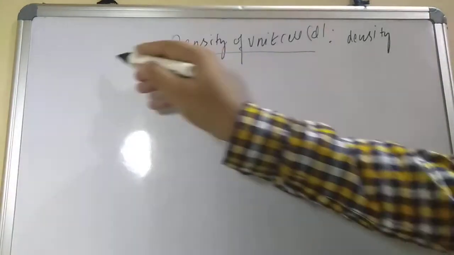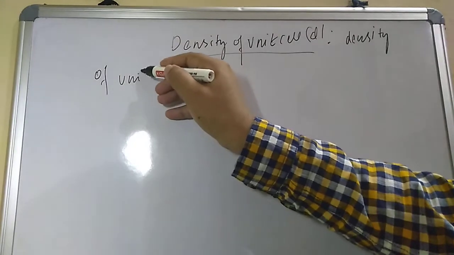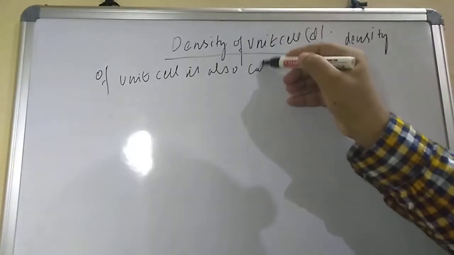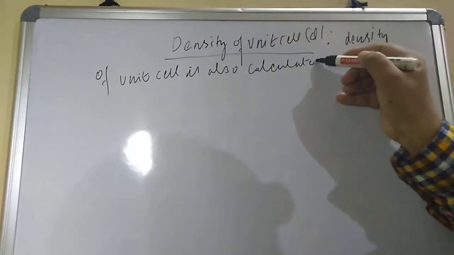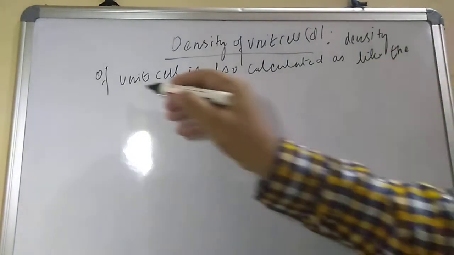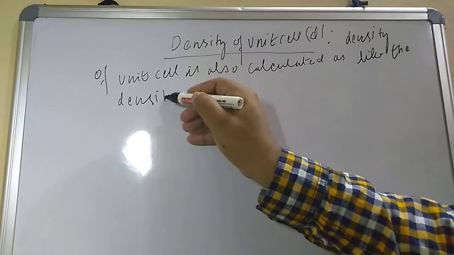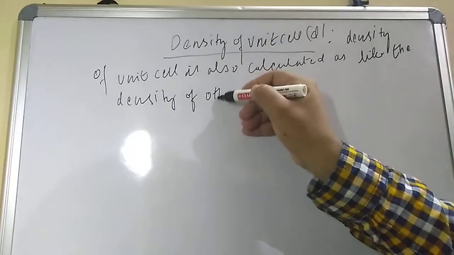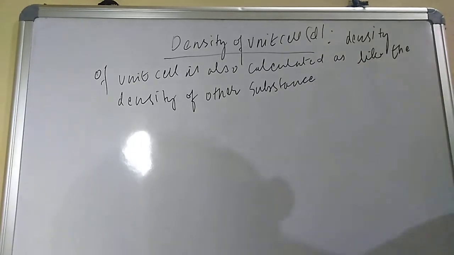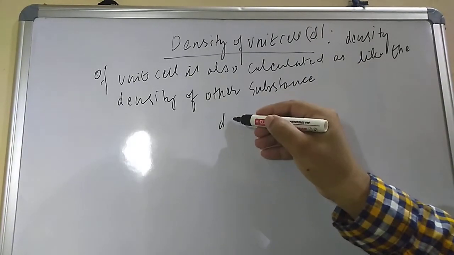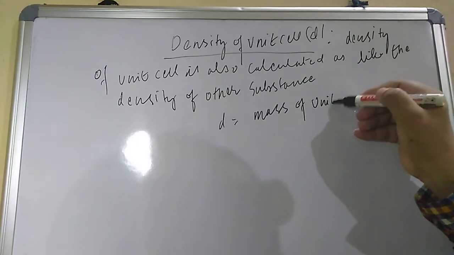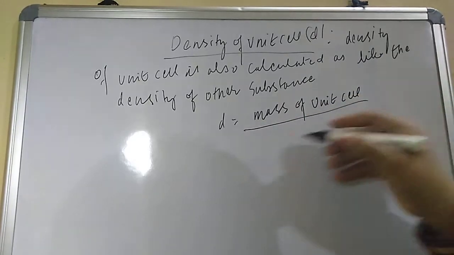Density of unit cell is also calculated just like the density of other substance. So the density is equal to the mass of unit cell divided by the volume of unit cell.